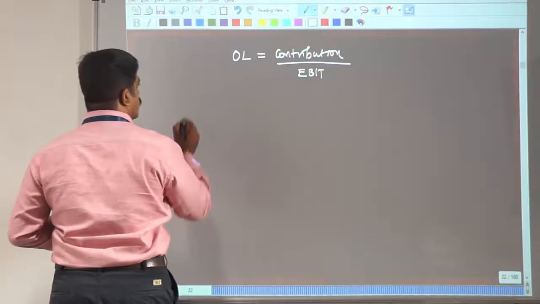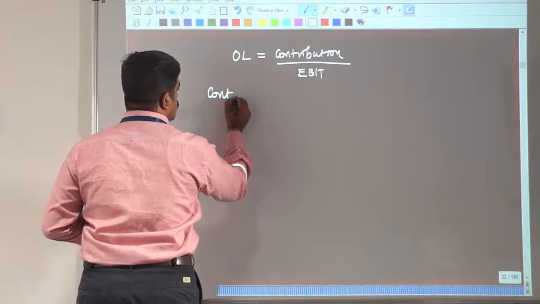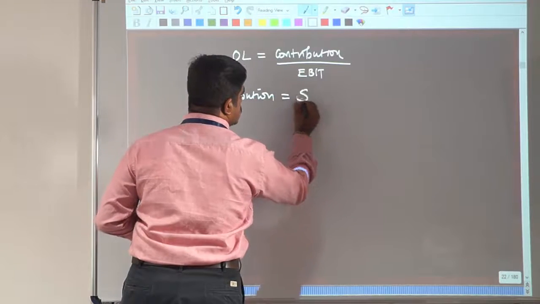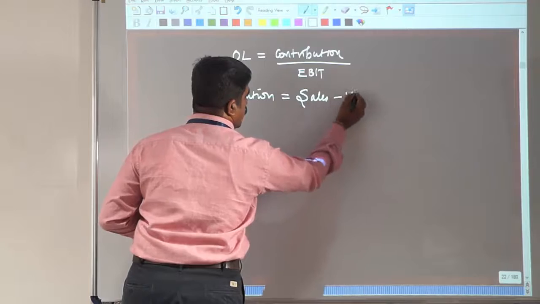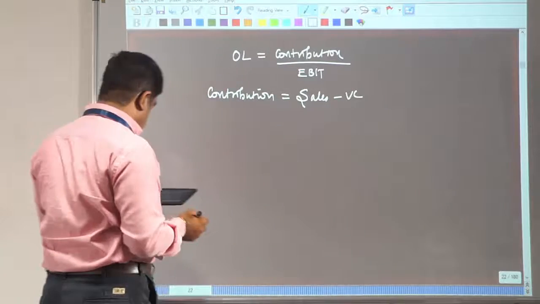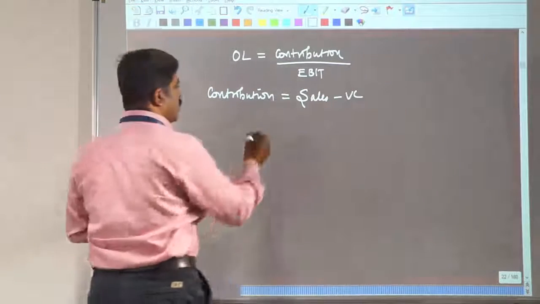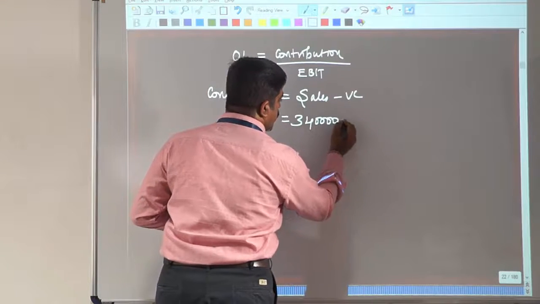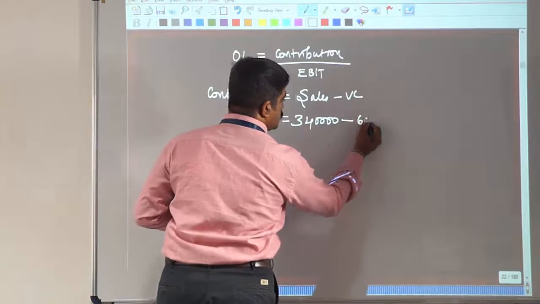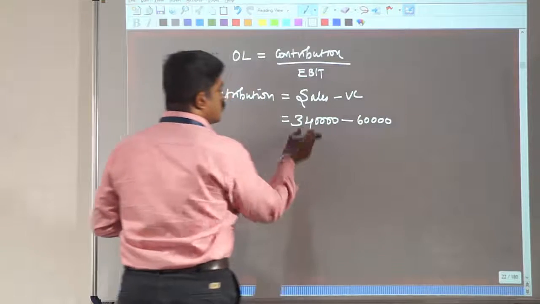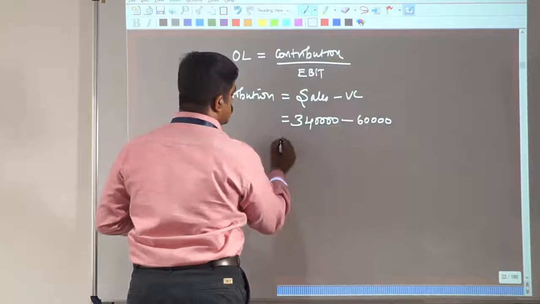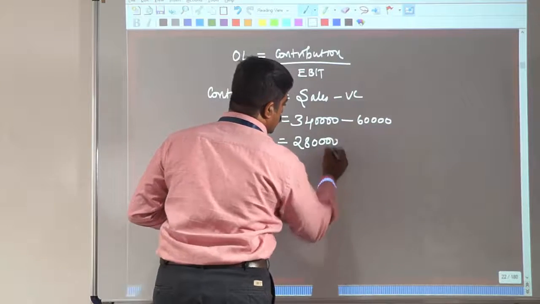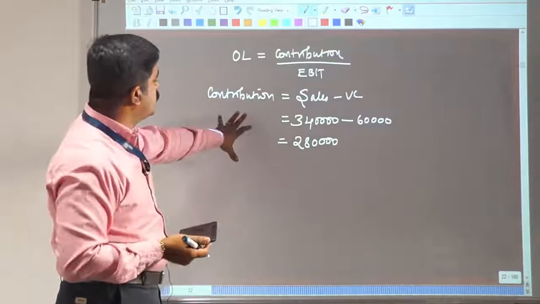So we should know what is contribution. What is the formula? Contribution is nothing but sales minus variable cost. And what was the sales? I have the information. Sales was 3 lakh 40,000. And just now we have calculated the variable cost, which was 60,000. So 3 lakh 40,000 minus 60,000. So I understand my contribution is 2 lakh 80,000. In this way, I have contribution in place.